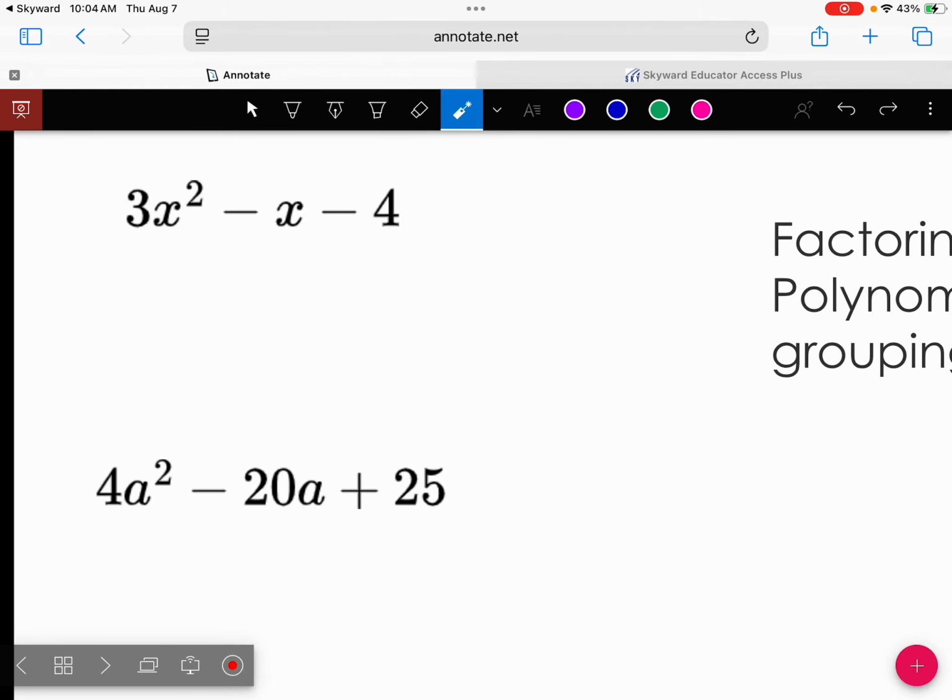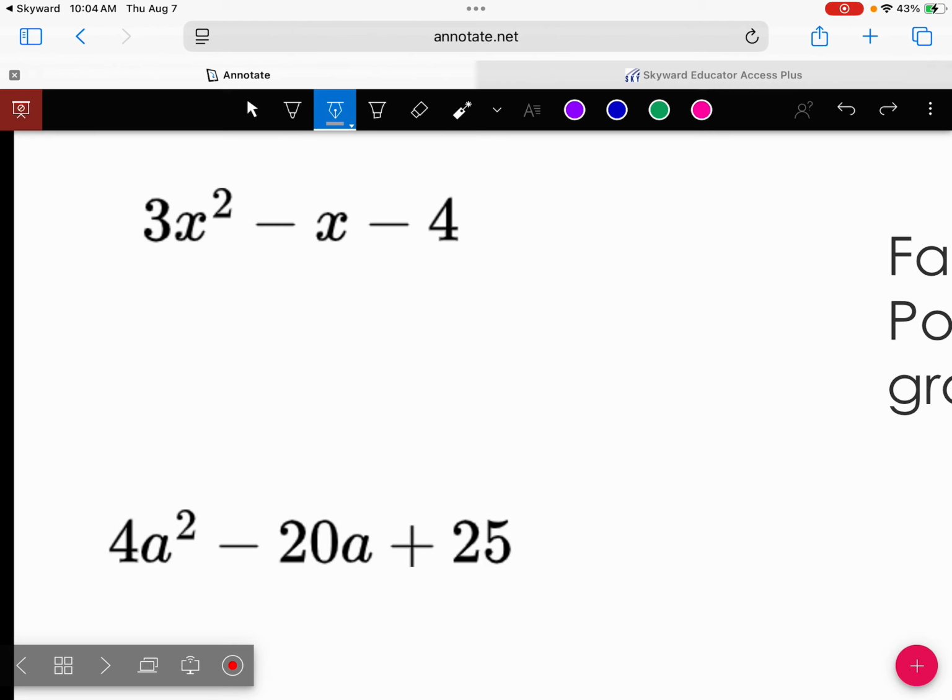So if we're factoring by grouping, we're going to start it out the same way. We always got to check for a GCF first. I don't see one here because we have a 3, a 4, and a 1 as our coefficient. So we really do not have a GCF. But then I'm going to use my same tools.